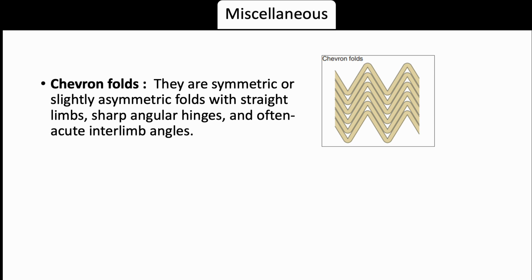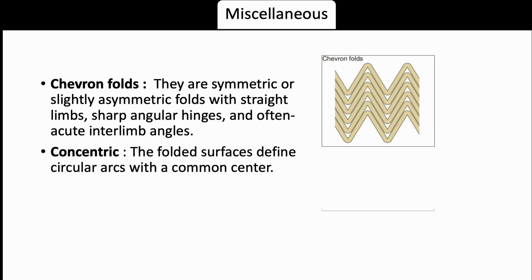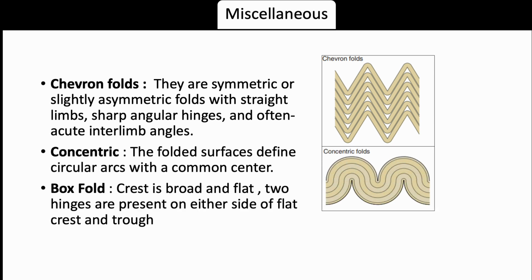Then we have miscellaneous folds. In this we have chevron folds. Chevron folds are sharp, angular folds with straight limbs and narrow pointed hinges. They often form in rock with strong planar fabrics. Concentric folds: the fold surface defines circular arcs with a common center. As shown in the figure, this is a concentric fold, which has a common center and concentric circular arcs.